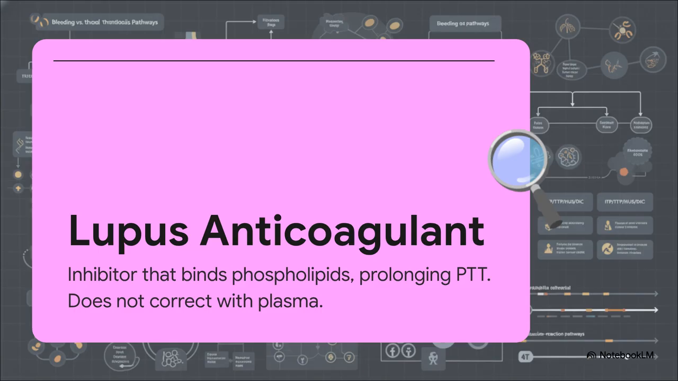And that brings us to a classic board paradox. If the prolonged PTT does not correct with normal plasma, think of an inhibitor like the lupus anticoagulant. Now listen to this paradox. Despite the name anticoagulant, because it artificially prolongs PTT in the lab, in the patient's actual body, it causes catastrophic blood clots. It's a type of antiphospholipid antibody that actively binds up the phospholipids used in PTT tests, literally preventing them from inducing coagulation. Because it's an antibody occupying all those spaces, throwing more normal plasma at it just won't fix the lab artifact. Only adding excess phospholipids will overwhelm the antibody and normalize the test. Keep that pathophysiology in mind. It is absolutely massive for test day.